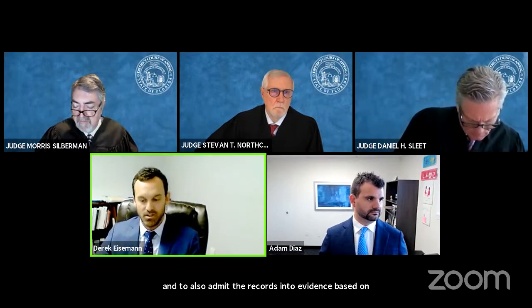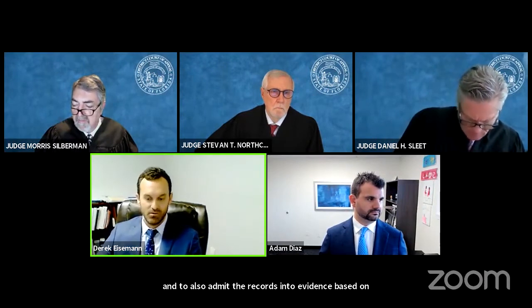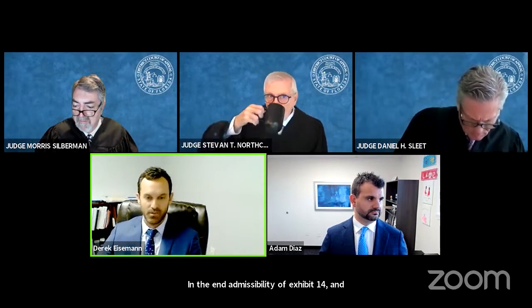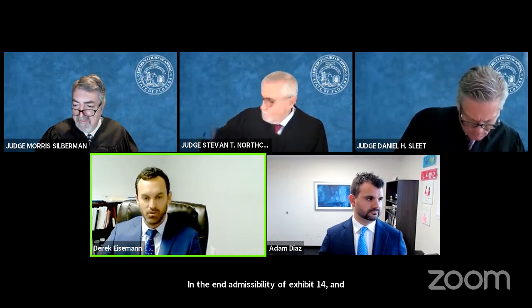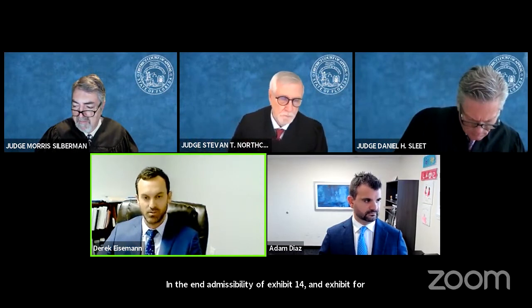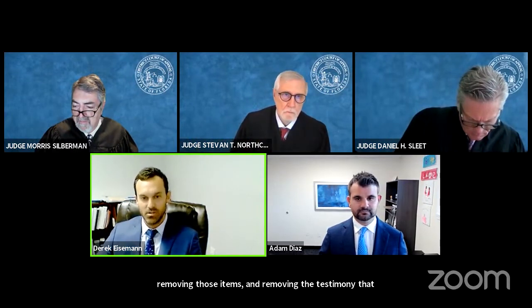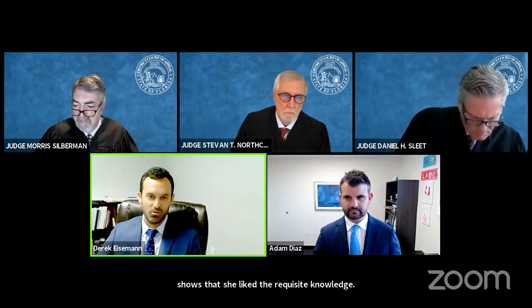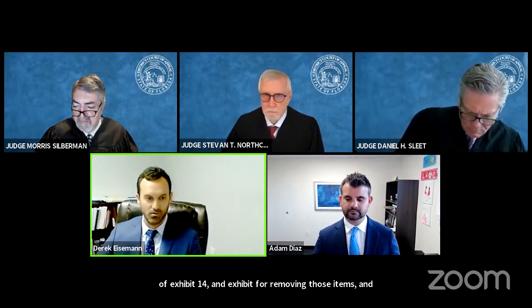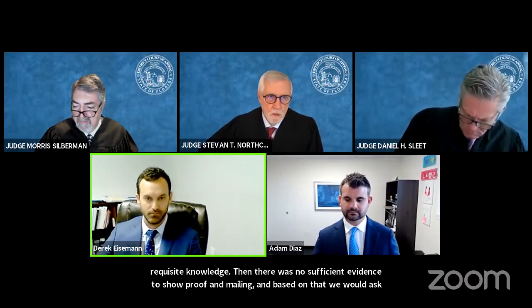Based on this lack of knowledge and the inadmissibility of Exhibit 14 and Exhibit 4, removing those items and removing the testimony that shows that she lacked the requisite knowledge, then there was no sufficient evidence to show proof of mailing. And based on that, we would ask that the court reverse the decision of the trial court.